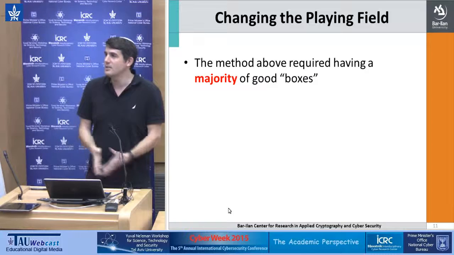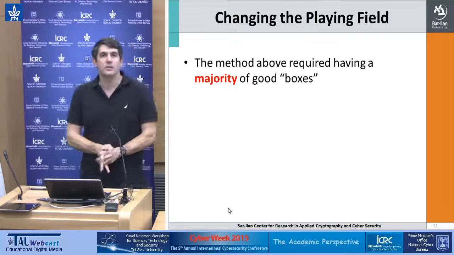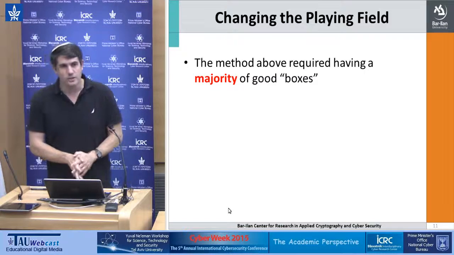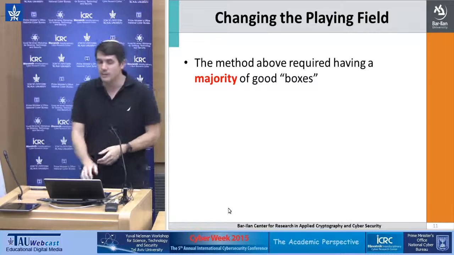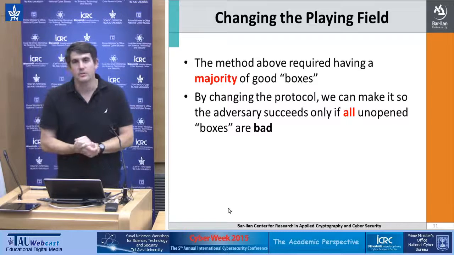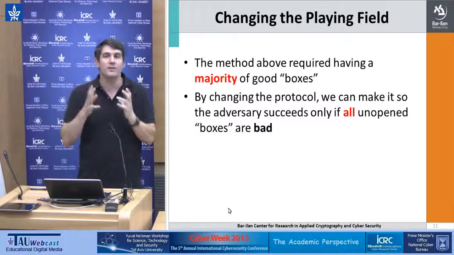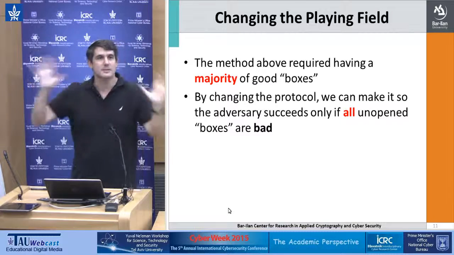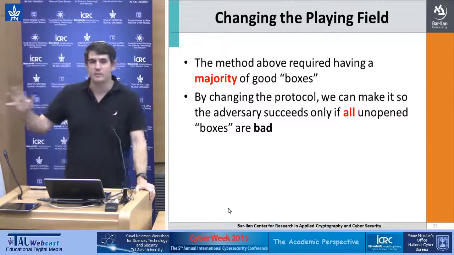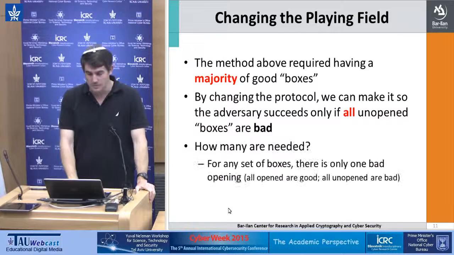Okay, so you change the method that you're actually using to guarantee correctness, and instead of requiring that a majority will be good, we changed the protocol so diversity can only win if all of the unopened boxes are bad. How we do that is out of the scope of this talk, but we changed the playing field so the diversity only wins if all of the unopened boxes are bad.